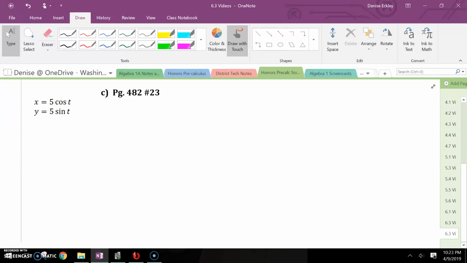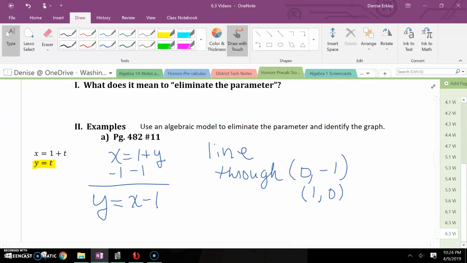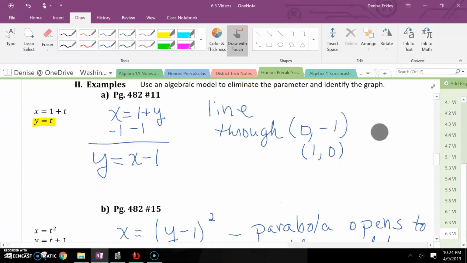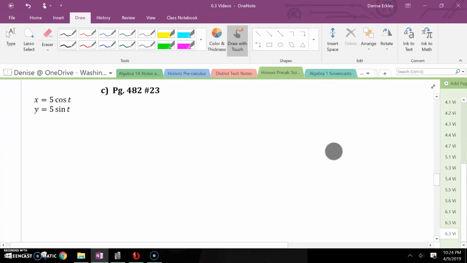Page 482, number 23. Again, we have the same directions as we did for number 11 and for 15. We're to use an algebraic model to eliminate the parameter and identify the graph. Now, 23 is a lot different than 11 and 15 because we're dealing with trig functions.